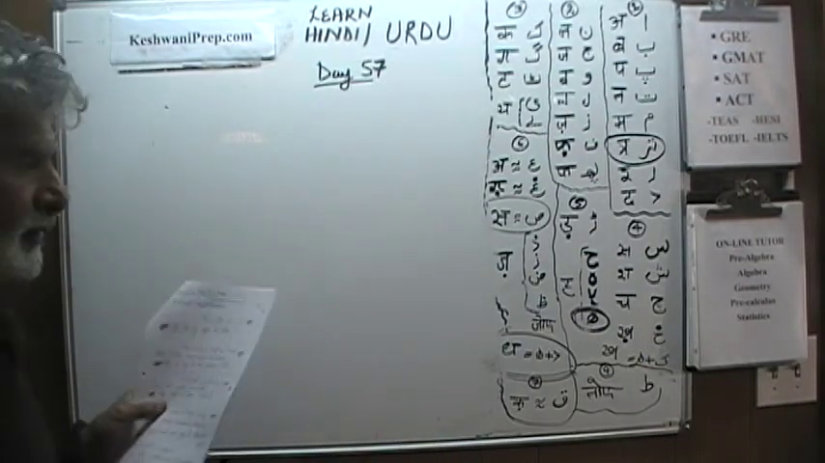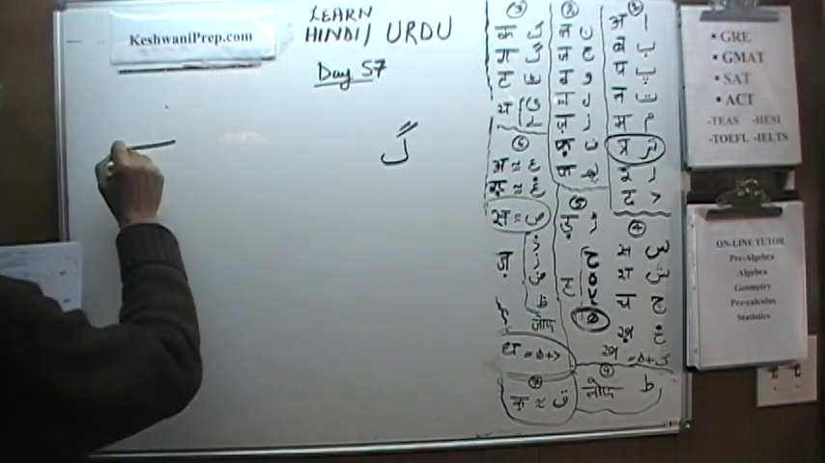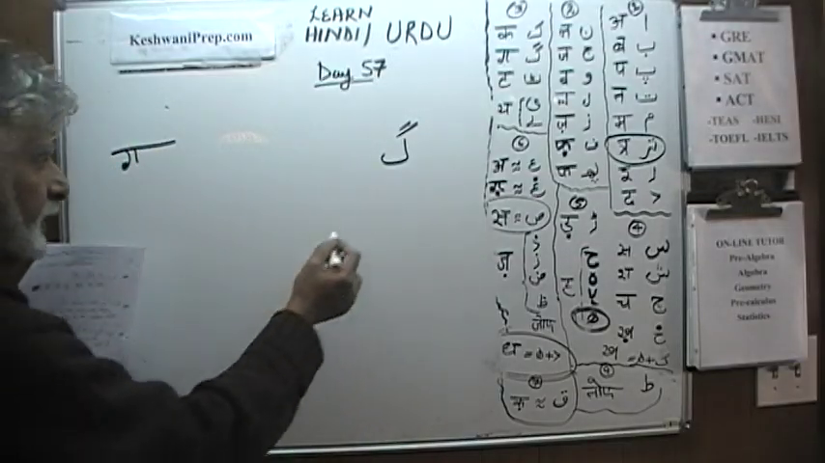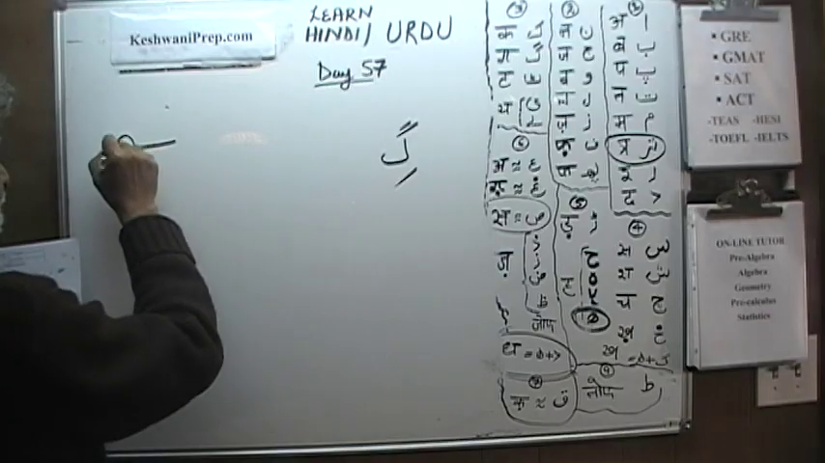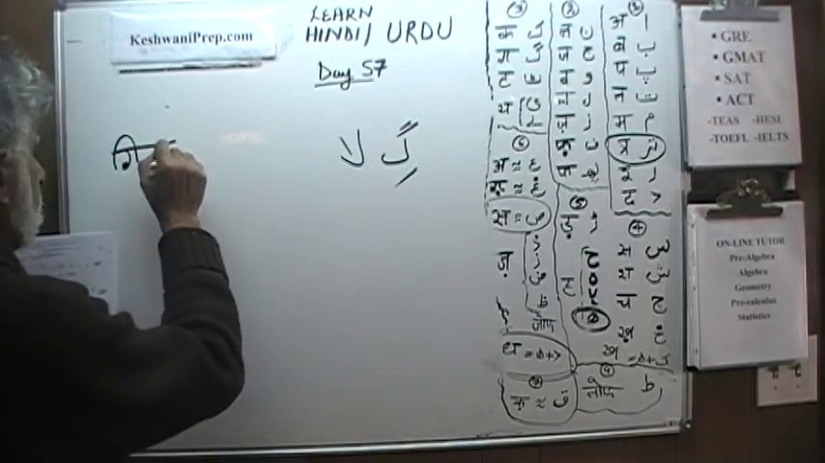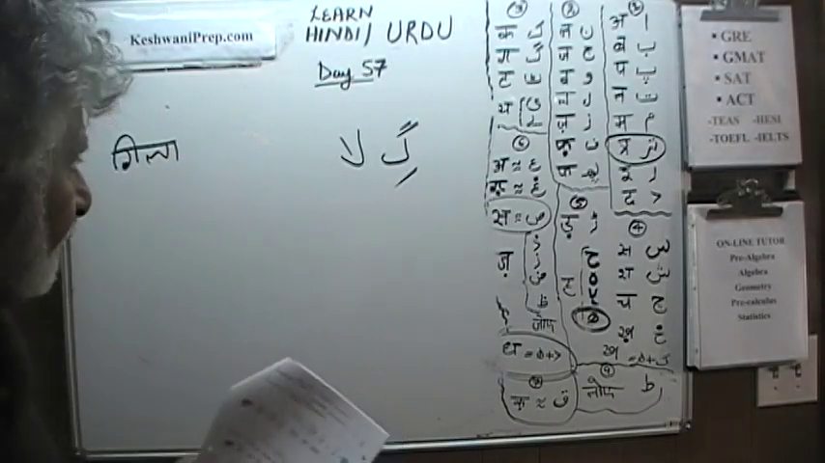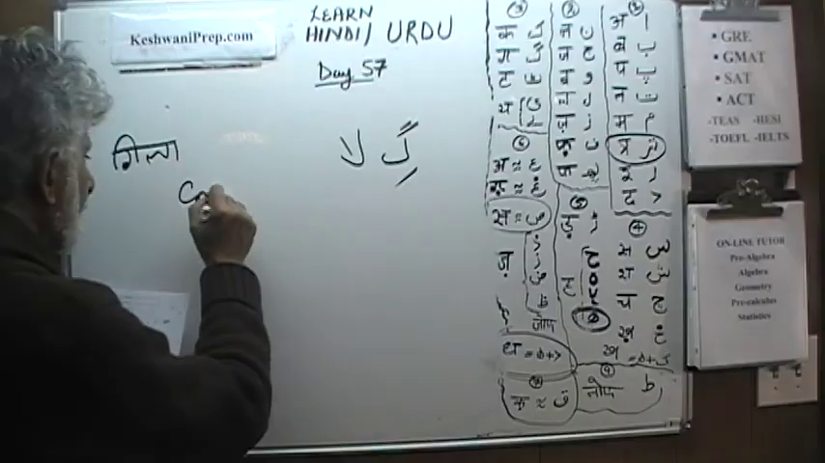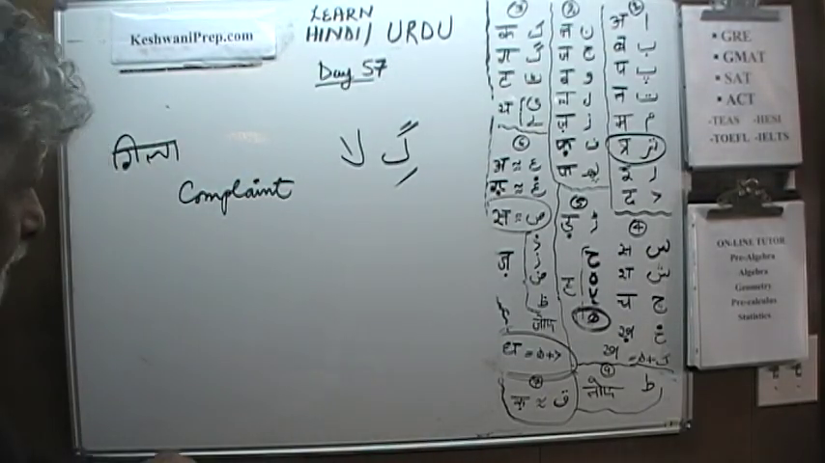Let's learn the next vocab word. The next vocab word we need is ga. But we don't need a ga, we need a gi. Chhoti i ki matra. Gi. And then la. Gila. Do you know what gila means? Gila means complaint. But we have to go and fix the spelling here.